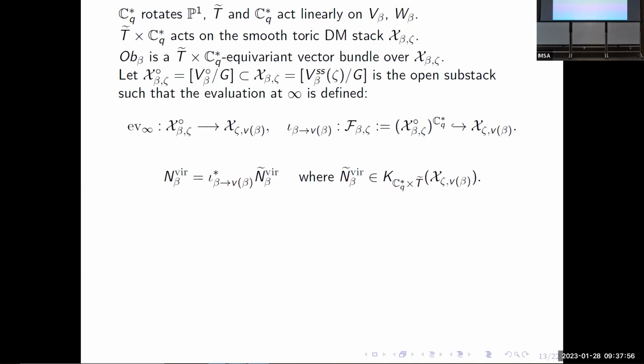Moreover, we can compute the fixed locus, and the virtual normal bundle, which comes from this X_beta and the obstruction bundle, can be computed easily, and it has an extension to just the X_zeta V.